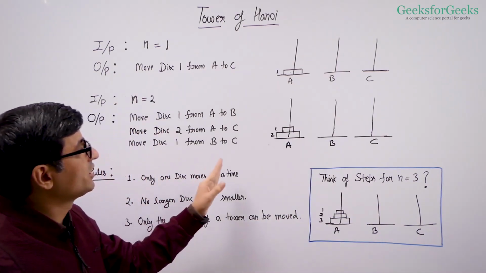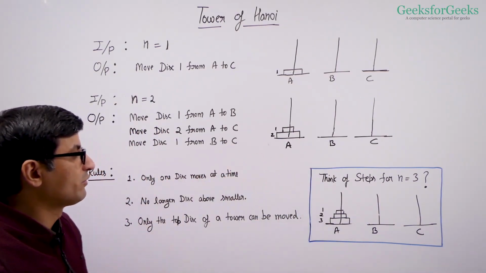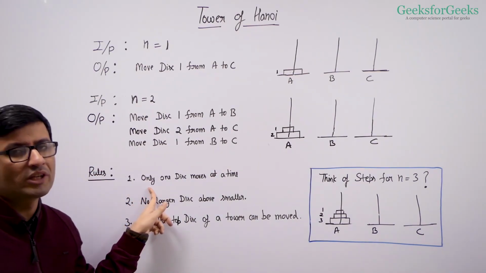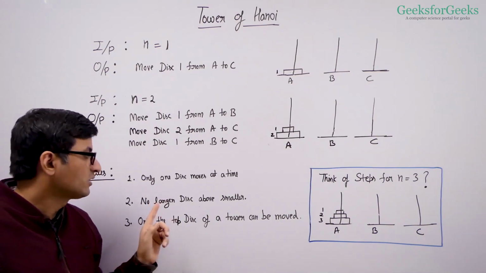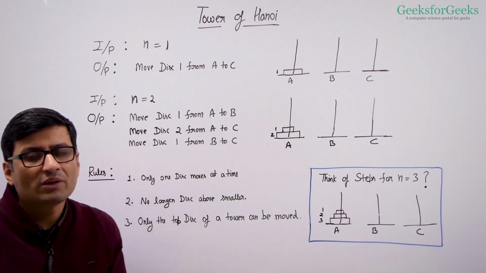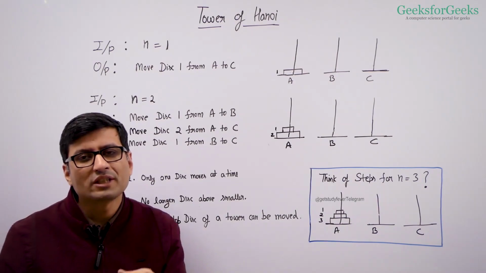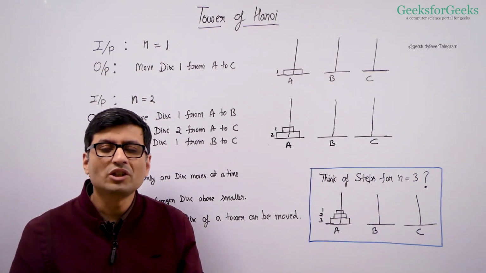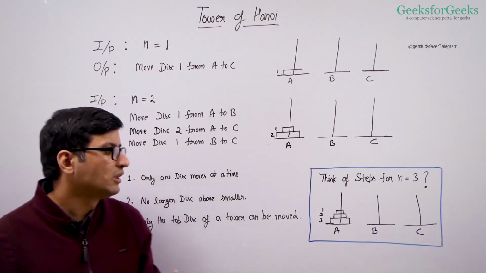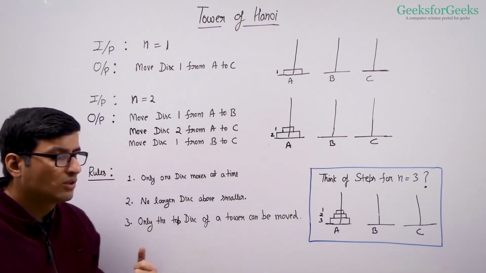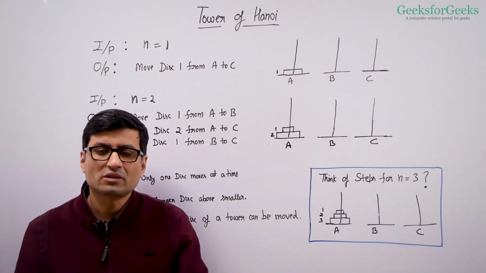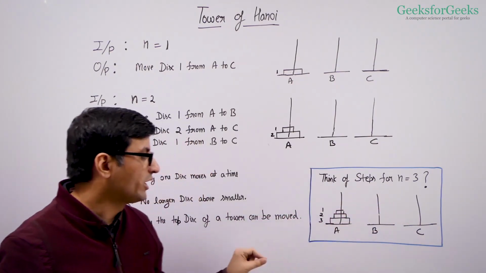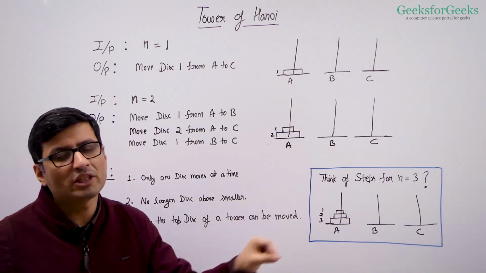Now, while you are moving these disks from tower A to tower C, you need to follow certain rules. The first rule is only one disk can move at a time. The second rule is we need to have this order always, that largest is at the bottom and the smallest is at the top, even in the intermediate steps. The third rule is we can move only the top disk. We cannot take out a middle disk and move it to C. We can only take the top disk out and move it to any of the towers.